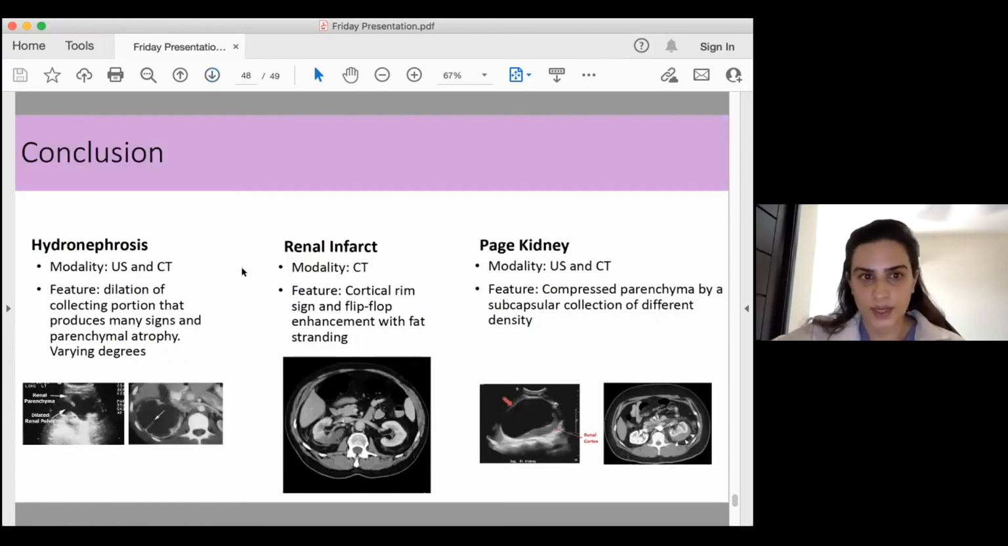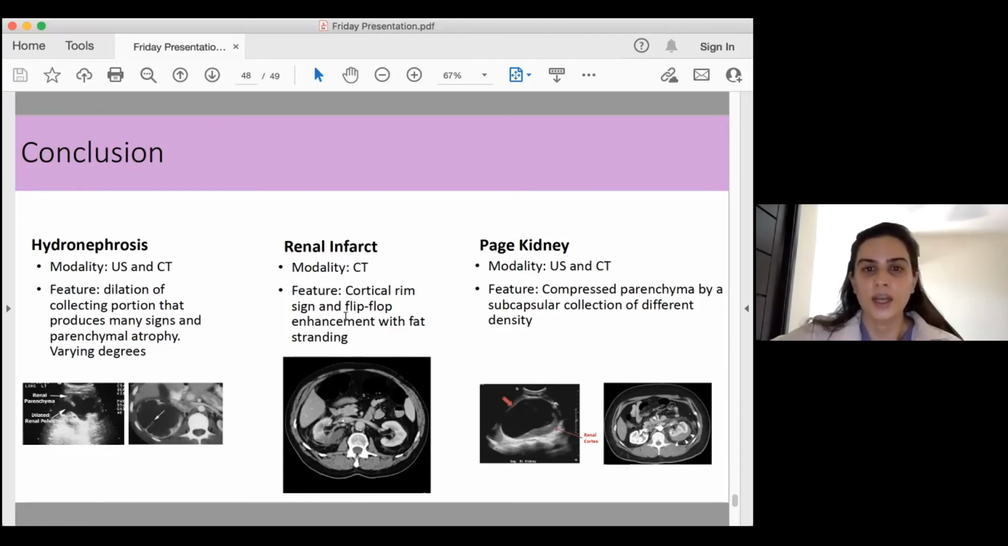So just to conclude then, for each of the three pathologies that we saw, hydronephrosis, renal infarct, and page kidney: the two modalities that are really commonly used in hydronephrosis are an ultrasound and CT scan. The main feature is a dilation of the collecting portion of the kidney, which are the renal pelvis and the calyces, that produce many signs and parenchymal atrophy in their varying degrees. We spoke about 1, 2, 3, and 4. And here we can observe the dilated kidneys, the dilated renal pelvis, and the cortical rim sign as being two obvious features.